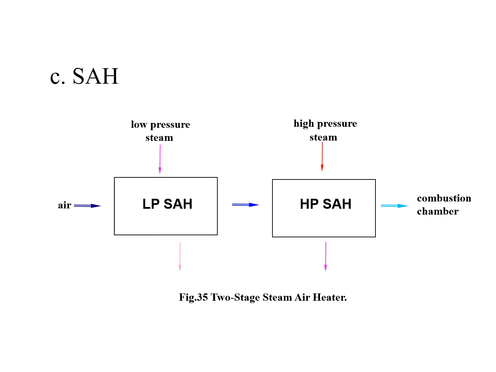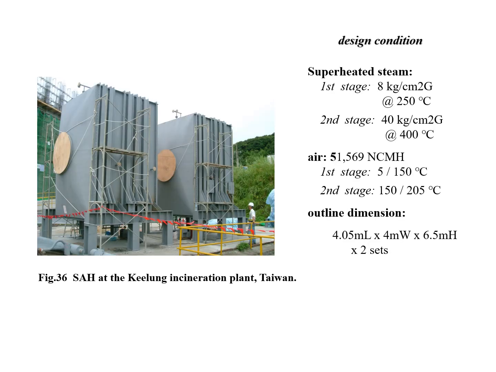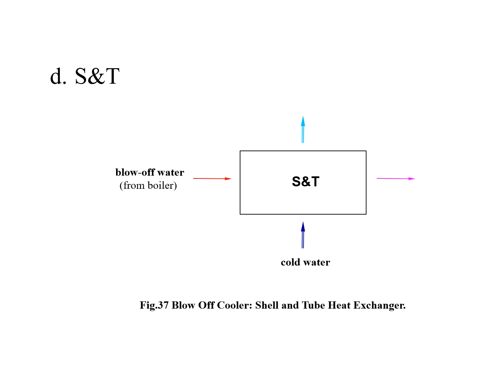C. SAH. A steam air heater is used to preheat combustion air to a required outlet temperature. This is a two-stage steam air heater installed in Keelung, Taiwan. Firstly, the air is preheated to 150 degrees using low-pressure steam, and then it is further heated to 205 degrees using high-pressure steam.